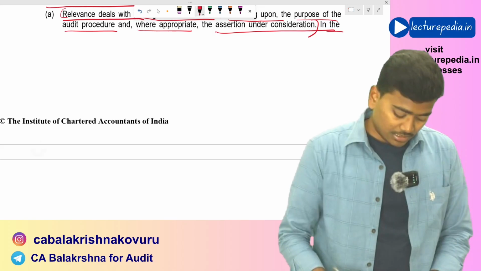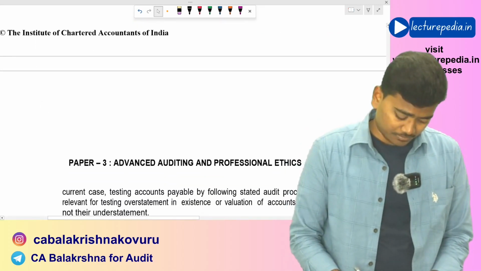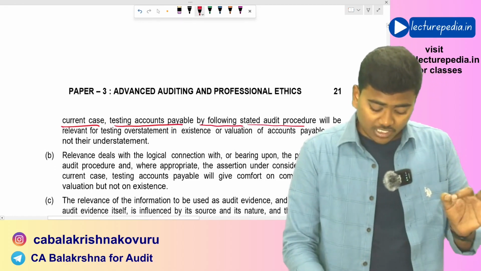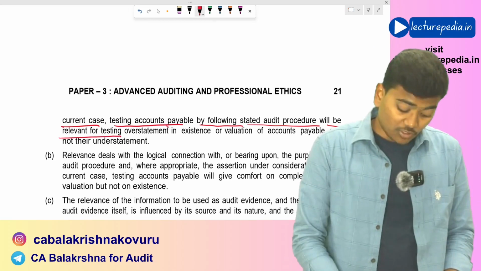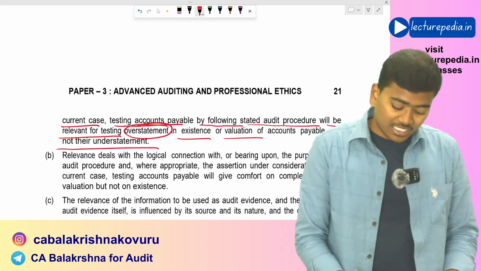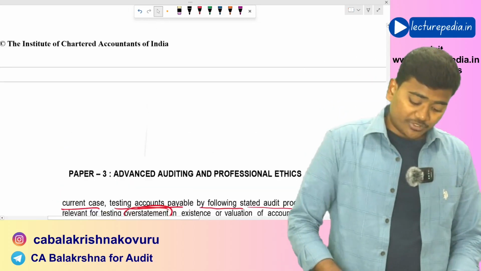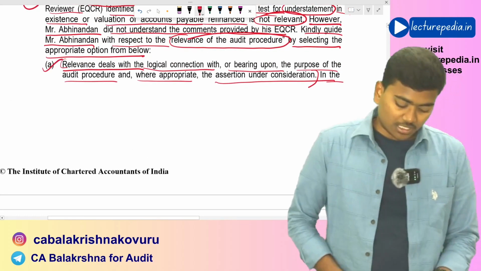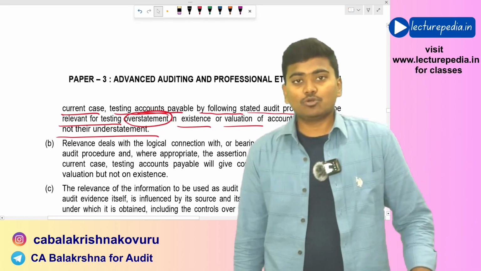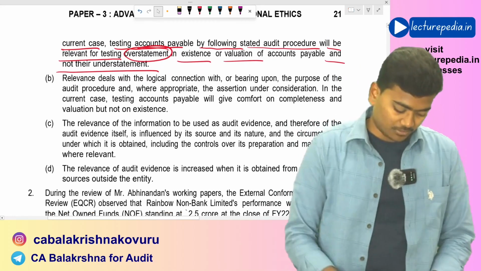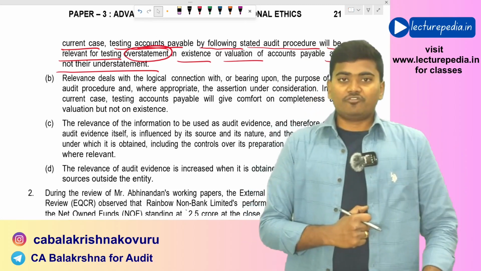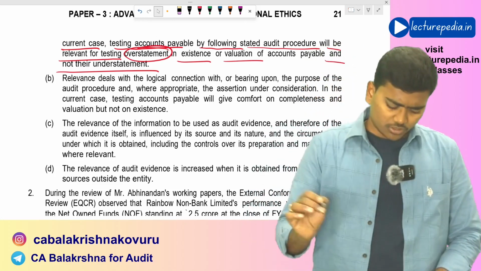Next, what they are saying: in the current case, testing accounts payable by following the stated audit procedure will be relevant for testing overstatement in the existence or valuation of accounts payable and not their understatement. Yes, option A is correct. With the current testing procedure, you can find out if there is any overstatement, but understatement you cannot find. Even though you can find some of the understatement, you cannot get complete confidence with respect to understatement.